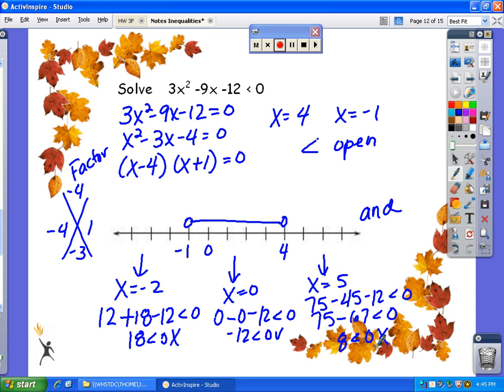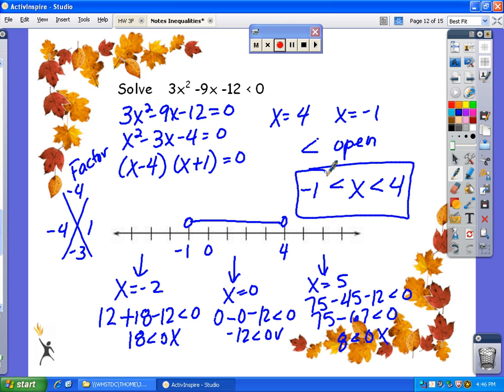Okay, so now you haven't done your final answer. You've got to write up your final answer. Your final answer is an inequality. So my final answer, because it's in between the two graphs, x is going to be greater than -1 and less than 4. So it checked out. Because that was a less than, it's an and.